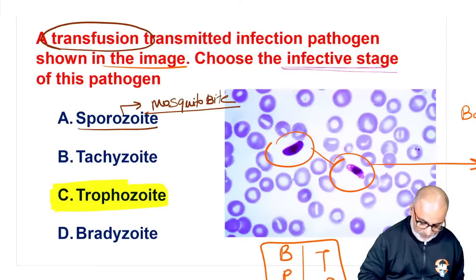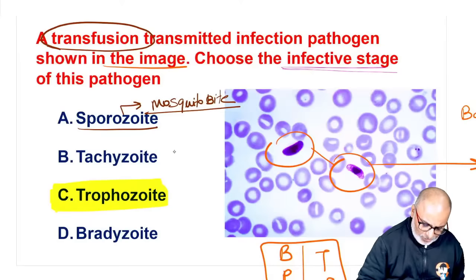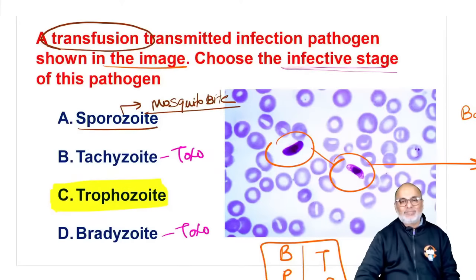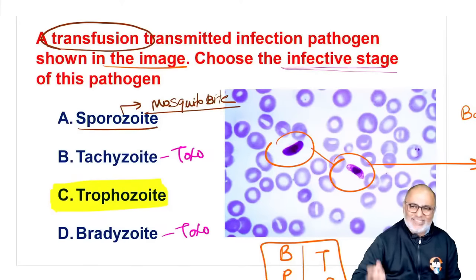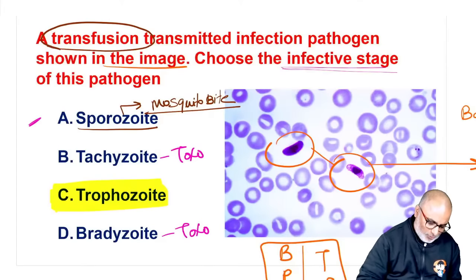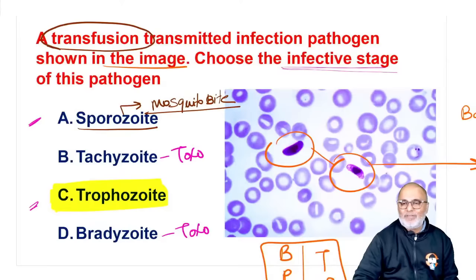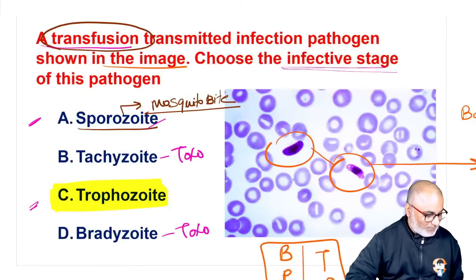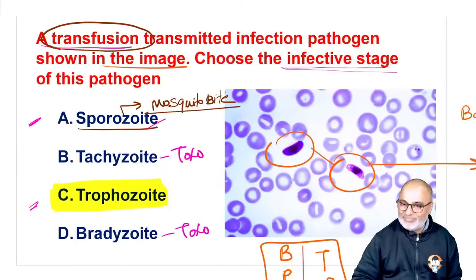Trophozoite. Tachyzoite is seen in Toxo, not in Plasmodium. Tachyzoite and bradyzoite are seen in toxoplasmosis. Here only two options, either sporozoite or trophozoite. Many people, after seeing Plasmodium, thought the infective stage is sporozoite and went for it. No, here the trap is transfusion. You should not get trapped.